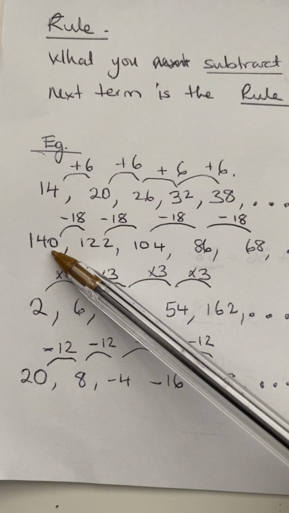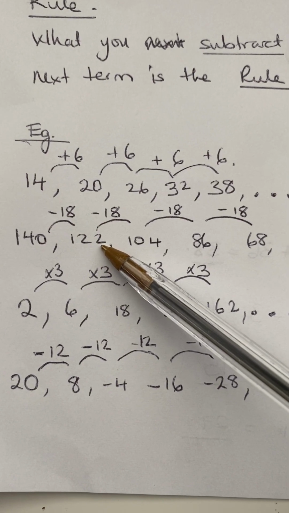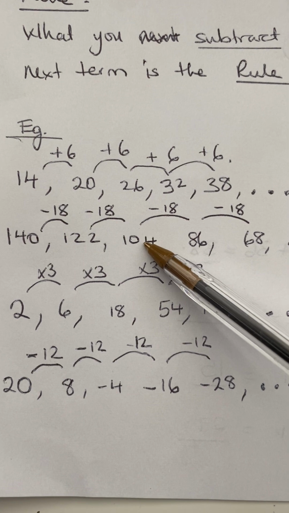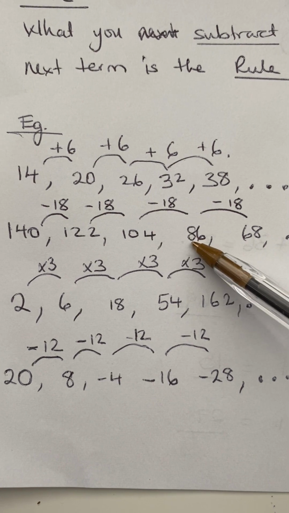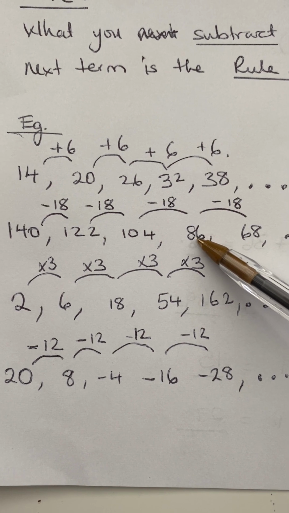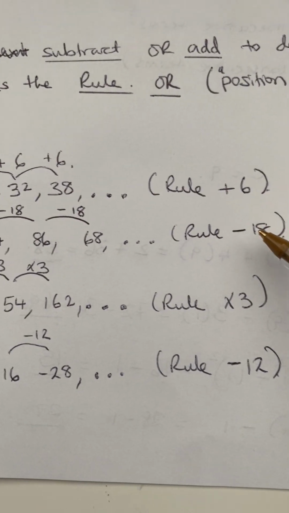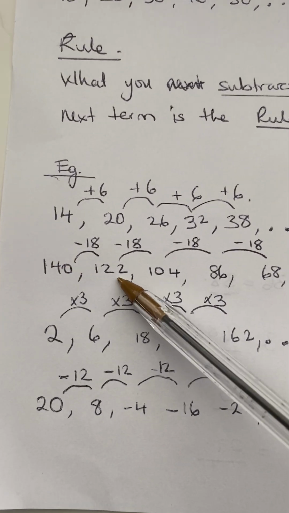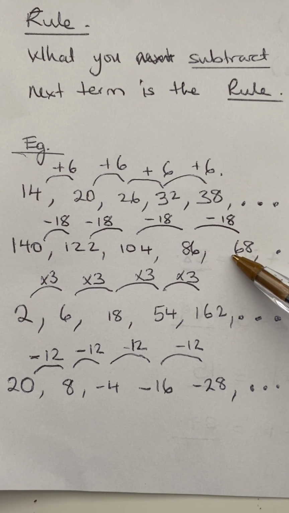140 minus 18 is 122. Minus 18 is 104. You can pause and check on your calculator, or you can do it. 104 minus 18 is 86. 86 minus 18 is 68. So the rule here is minus 18. The first term, second term, third term, fourth term, fifth term.